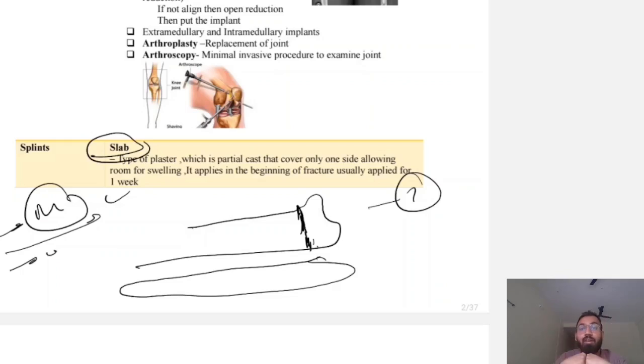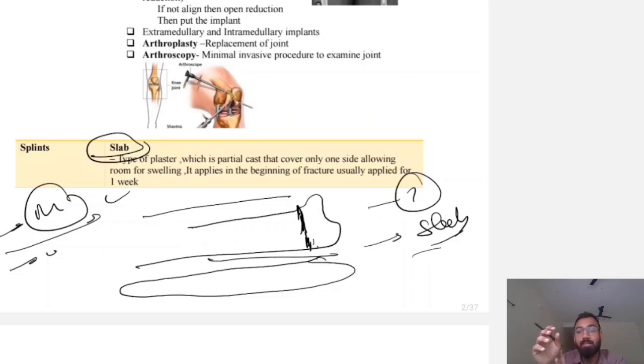So what will you do in this case? You have to immobilize those fracture fragments. For those cases, we will apply a slab. You can't do movement at the wrist joint by applying a slab, and if you can't do movement at the wrist joint, the fracture fragments will not de-align. So this is a slab.